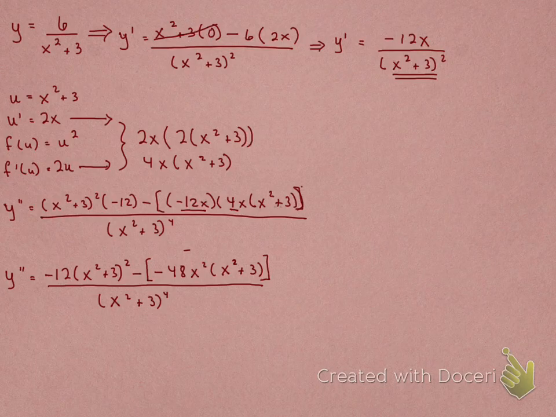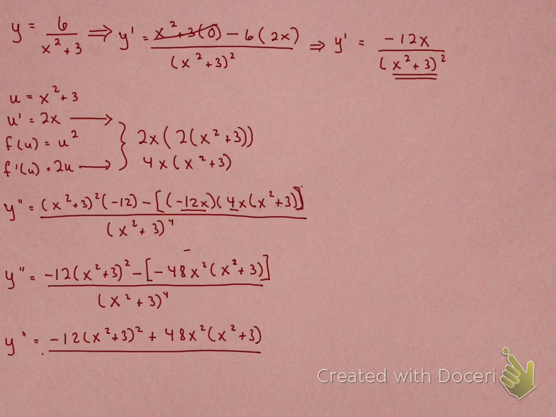Now, you'll see why I'm leaving the negative 48x squared out and not distributing it into the x squared plus 3. So we're going to move on here, y prime prime. So we're going to leave the negative 12 times x squared plus 3 squared plus 48x squared times x squared plus 3 all over the x squared plus 3 all to the fourth. So what you should notice now is that you've got an x squared plus 3 right there, and you've also got one right here. Another GCF that can be pulled out is that negative 12. So that's how the simplification is going to continue.